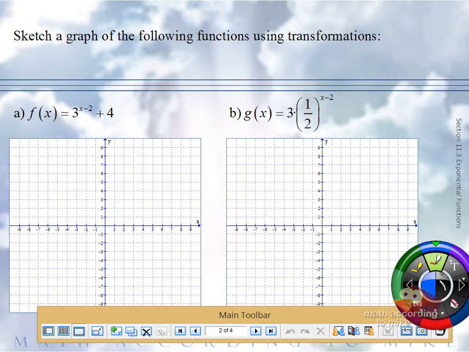3 to the x. So in blue, I'm going to sketch in what 3 to the x looks like. 3 to the x is going to go through what two ordered pairs, guaranteed? 0, 1, and 1, 3. And it's going to increase because 3 is bigger than 1. So we're going to start off close to the axis there, and then go on up.